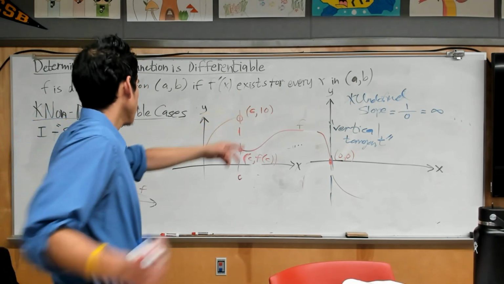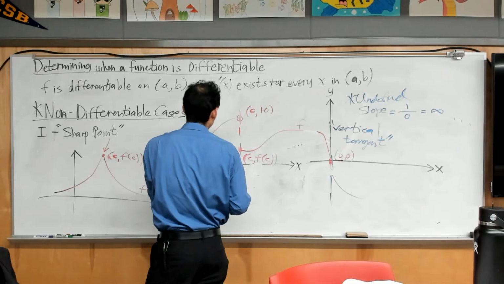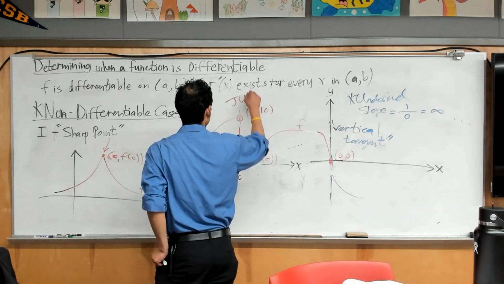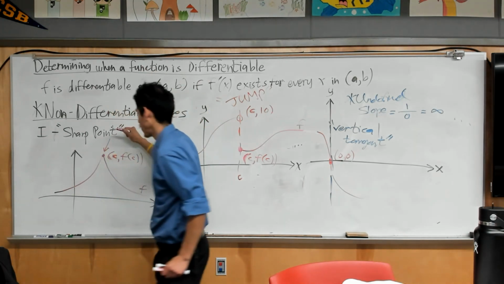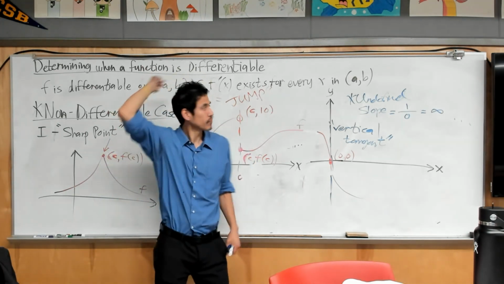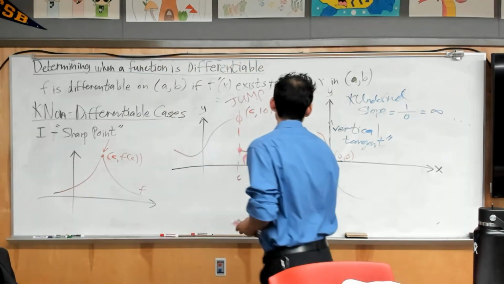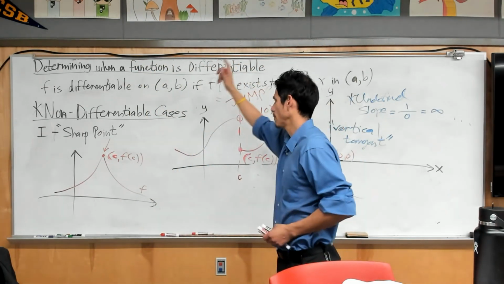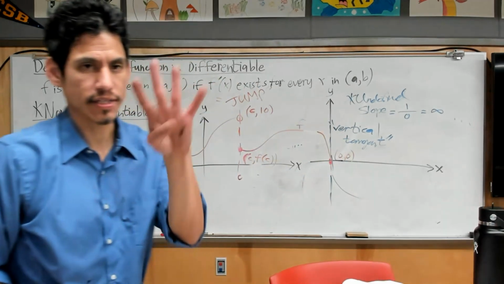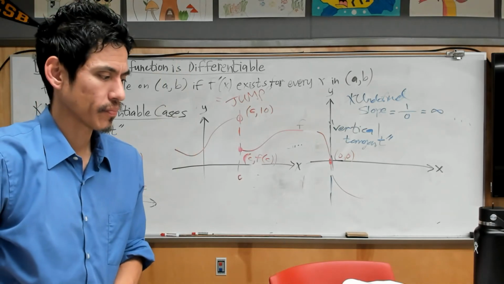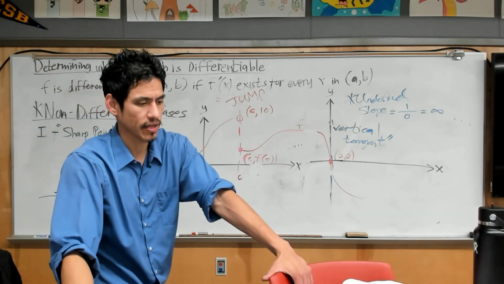So vertical tangent line, jump, sharp point. Jump, undefined slope or verticality, sharp point. That's really it. Those 3 cases. Know those 3 cases and you'll be good, and your AP Calculus test life will be great.